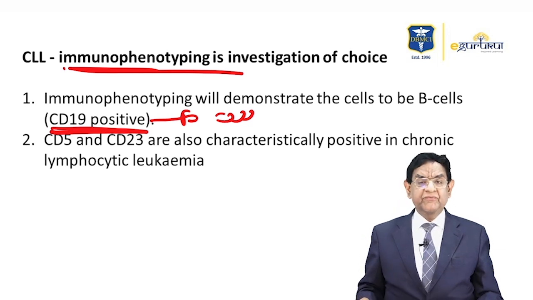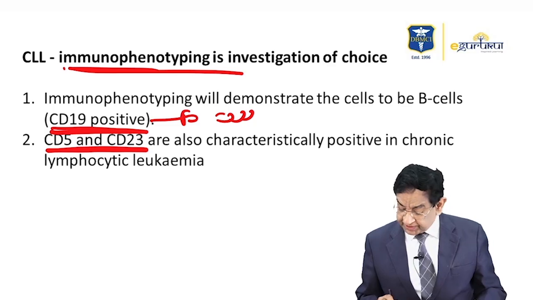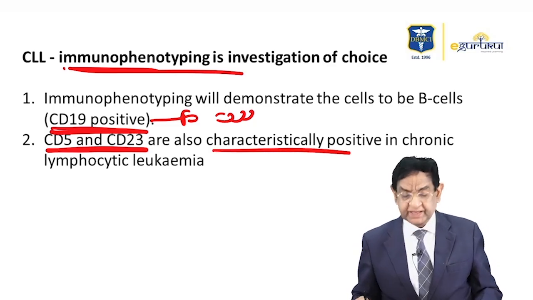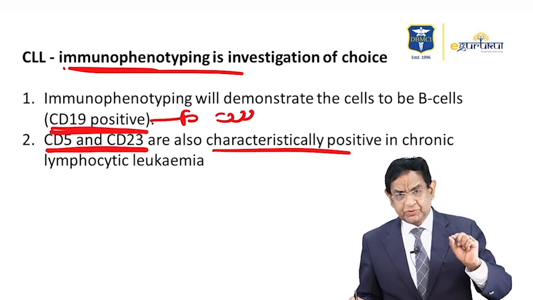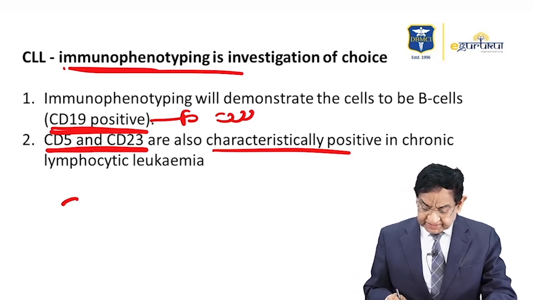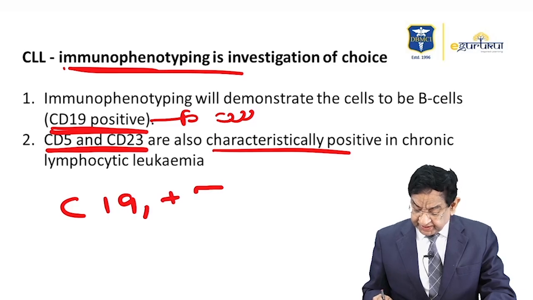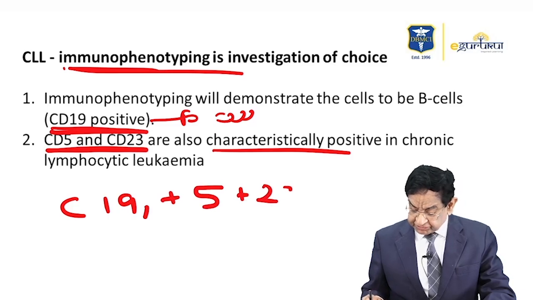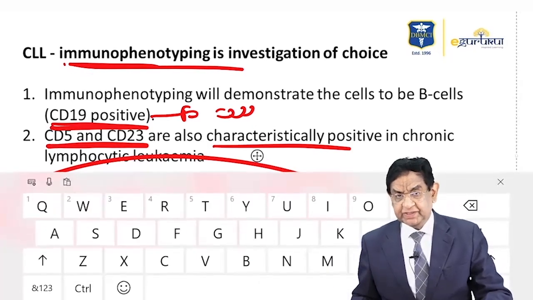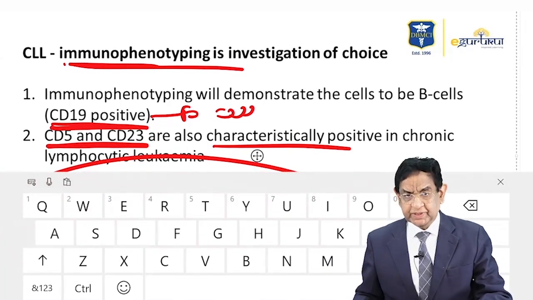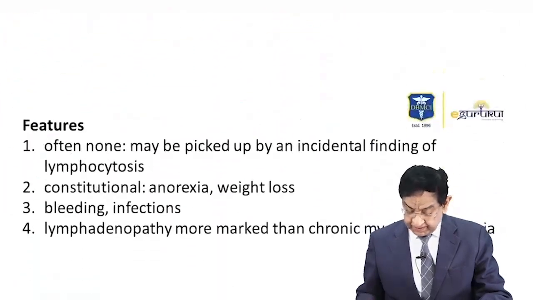But very interestingly, they also have CD5 and CD23. They are also seen in CLL. So this is a unique finding that we are getting CD19 plus CD5 plus CD23. Something unique. So that's why it's very essential to do immunophenotyping in a patient of CLL. Okay.